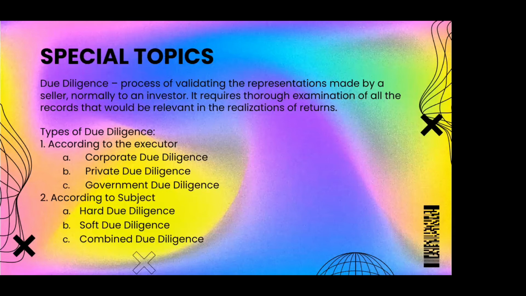So remember, in hard due diligence, we're looking into paper trails. We're looking into the financial statements, audit trails, opinions of the auditors. Soft due diligence naman, we're looking into the different internal processes. That includes people management, and if it's a manufacturing firm, how they manage the manufacturing processes. Just to name a few examples.